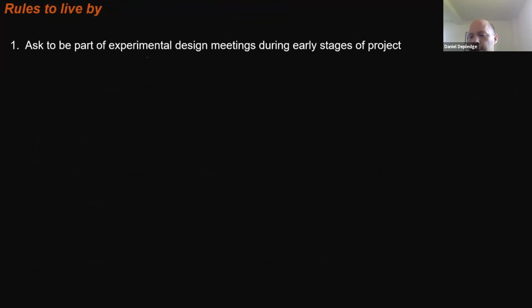This is more aimed at informaticians, but actually I think it probably applies to everyone. You always want to make sure you're part of an experimental design meeting, ideally during the early stages of the project. Whether you're an informatician or just a sequencer who's going to be using someone to do the informatics, you need to make sure there is good communication. You need to make sure everyone knows what they're trying to do, what data they're trying to generate, what it's going to look like, and then what can be done with it.